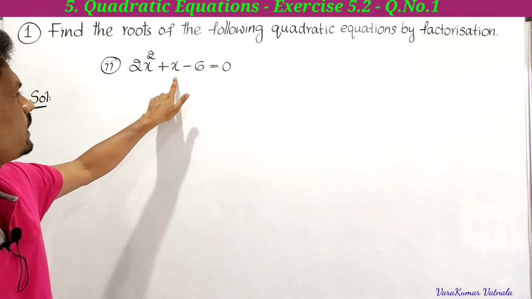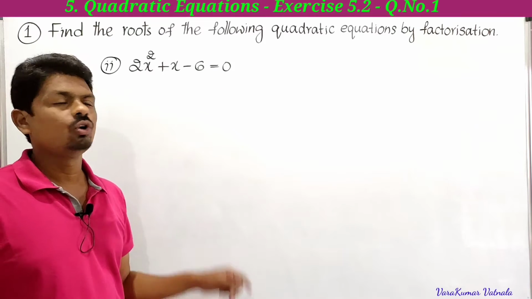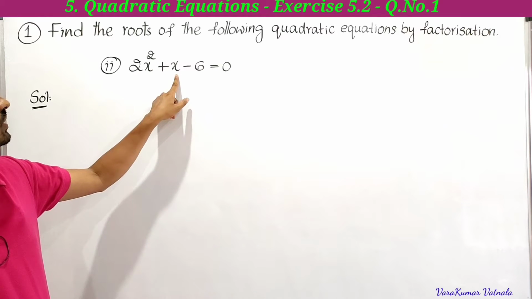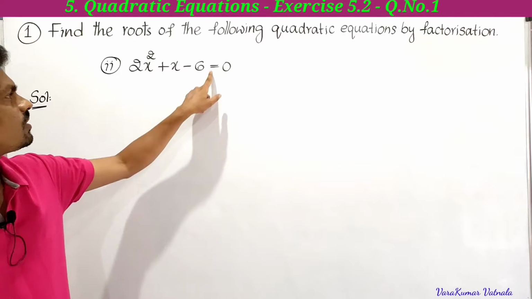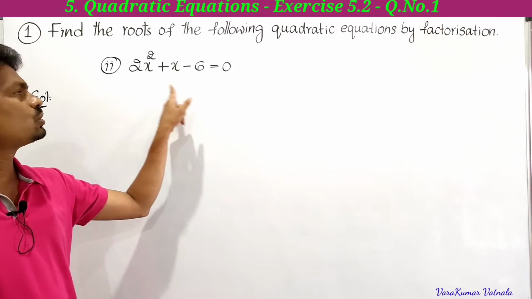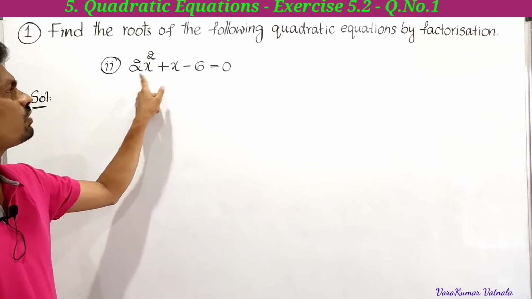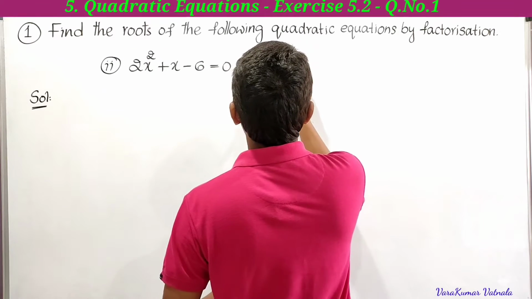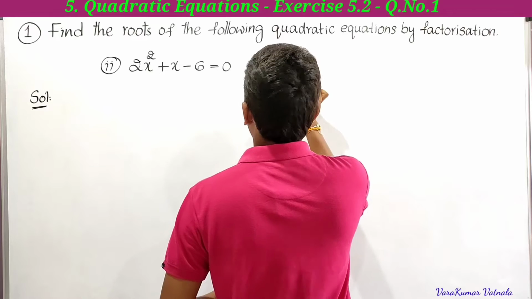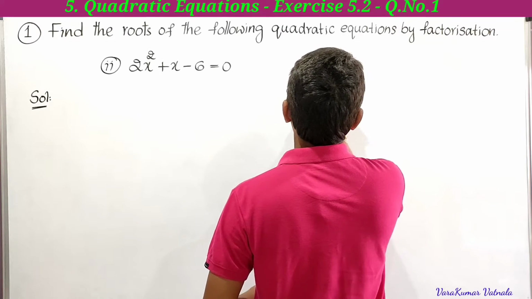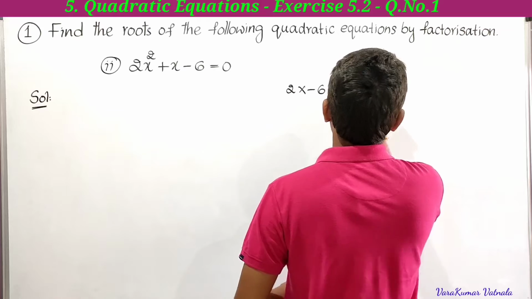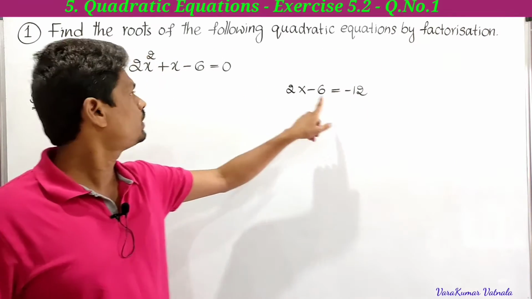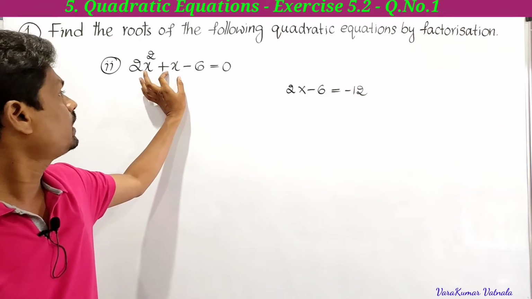2x square plus x minus 6 equal to 0. So here, what is the coefficient of x square? It is 2. The coefficient of x is 1 and the constant is minus 6. So again, multiply the coefficient of x square with the constant. That is, 2 into minus 6 is equal to minus 12. So now we have to select two factors for minus 12. Their product should be minus 12 and sum should be plus 1.